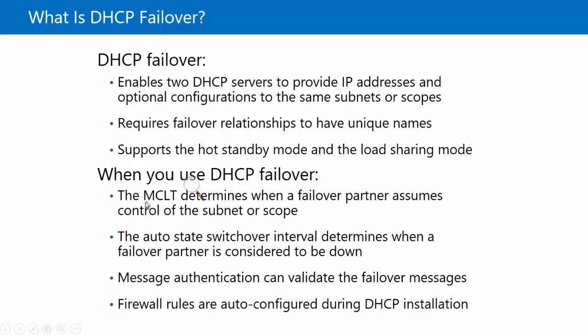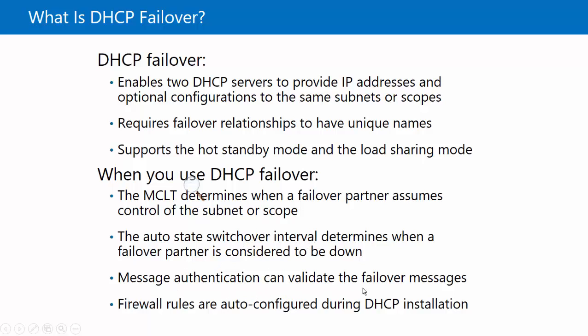When you use DHCP failover, the MCLT determines when a failover partner assumes control of the subnet or scope. Maximum client lead time is MCLT, and we're going to talk about that. The auto state switchover interval determines when a failover partner is considered to be down, so it switches over automatically, and we're going to test that too. Is it automated? It is. So we're going to crash one innocent server again, and then check whether the third server automatically got an IP address or not, right?